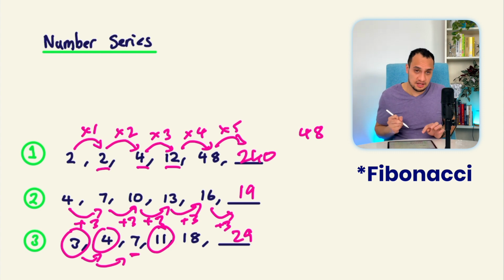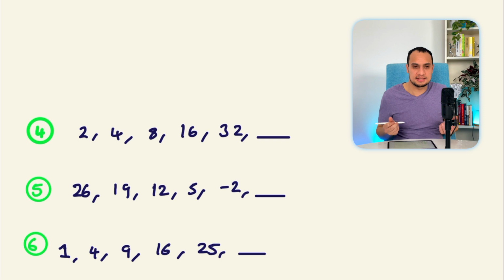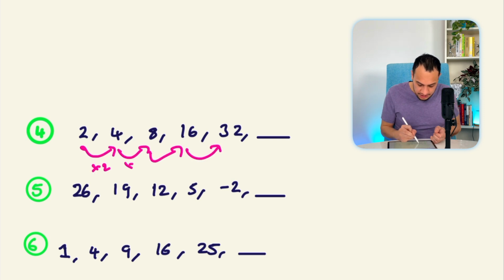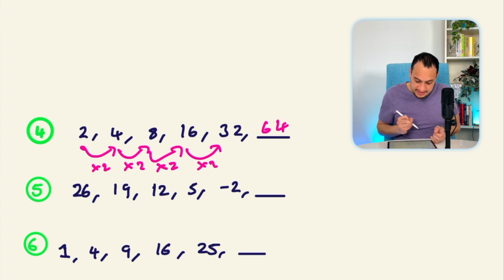Let's move on to another set of examples. By no means is this an exhaustive list of examples. You could have prime number sequences quite easily. So be aware of the different types of mathematical facts that you need to know. So let's look at 4. You've got 2, 4, 8, 16, 32. You can see this is a type of geometric sequence. Each time we're multiplying by 2. So we're going to get 64 if we multiply 32 by 2.